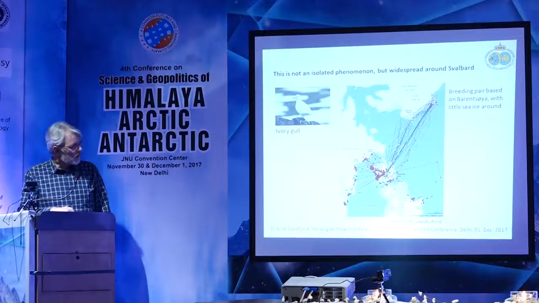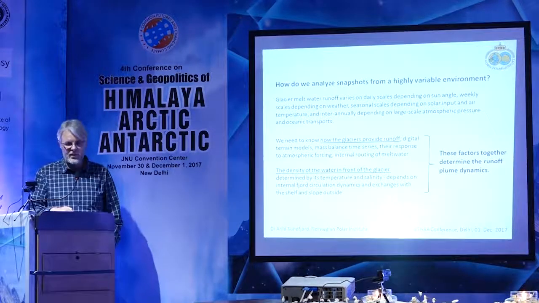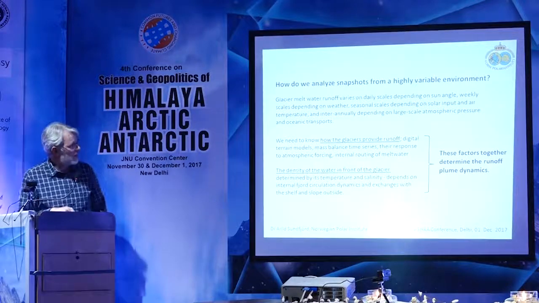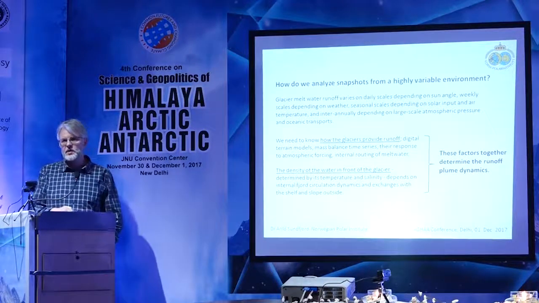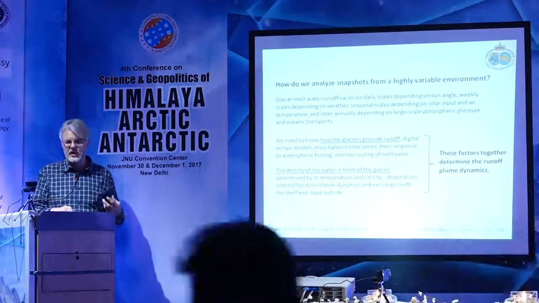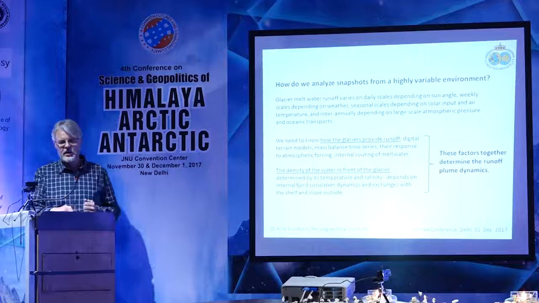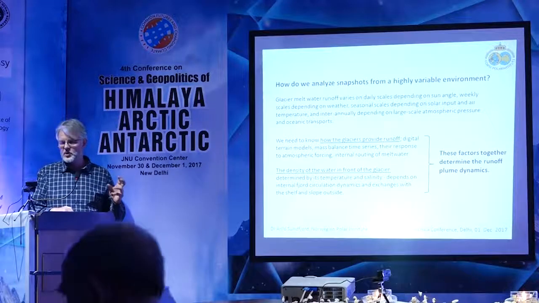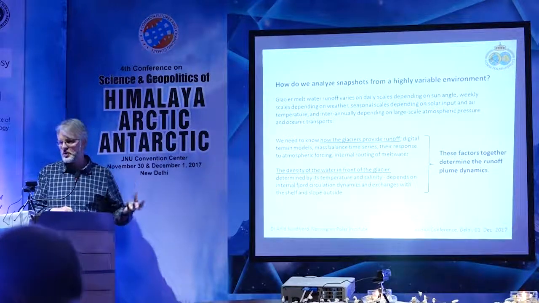So there's good reason to look closely at how these glacier hotspots are functioning. But there's too much text here, but it's an attempt to summarize the needs that we have for data to understand how this plume varies and what controls it. You need to know how the glacier provides meltwater in time and space. So how is the water channeled and what controls how much is coming out?